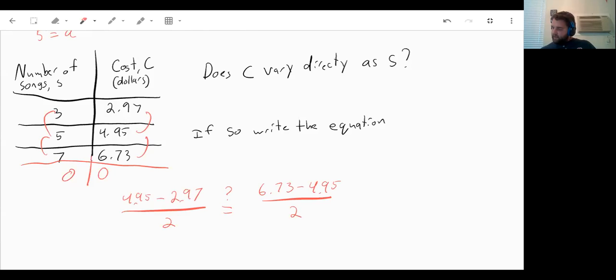Well, in this case, it does. Both of those actually come out to be 99 cents. So it costs 99 cents a song, which used to be the going rate of a song on iTunes. So this does vary directly as S. We have our slope for that constant of variation. So our equation is just the cost is equal to our slope times the number of songs.